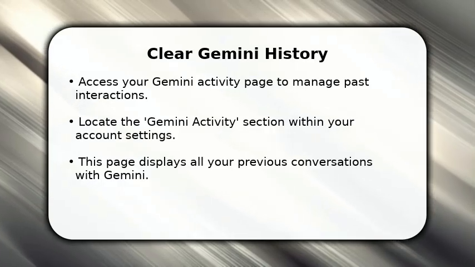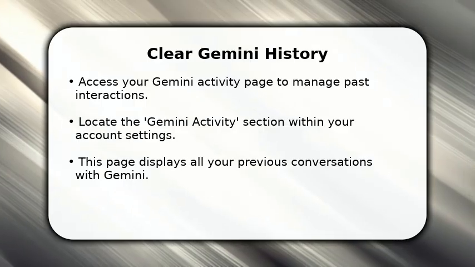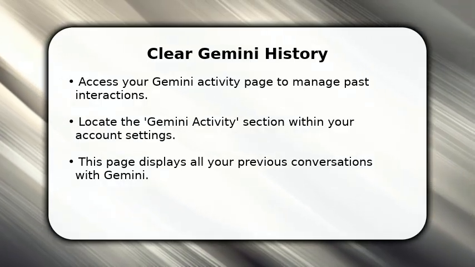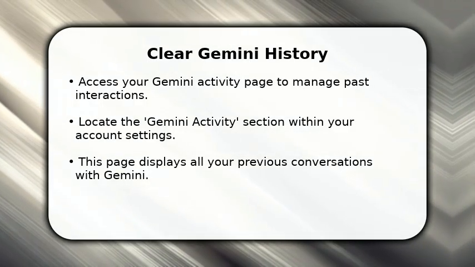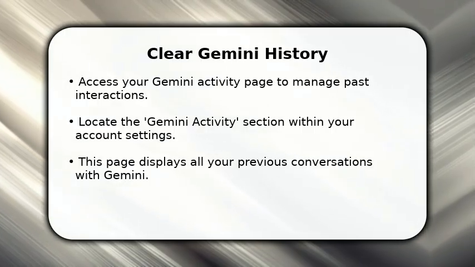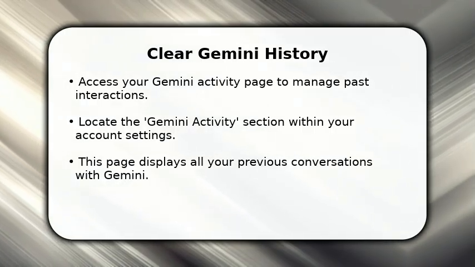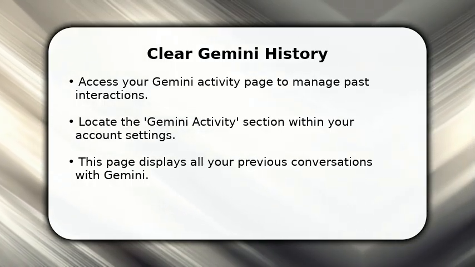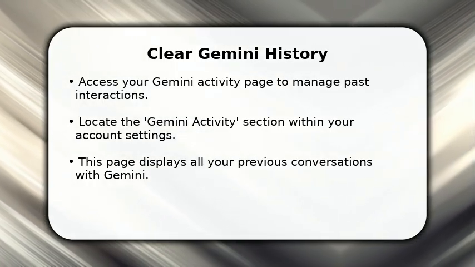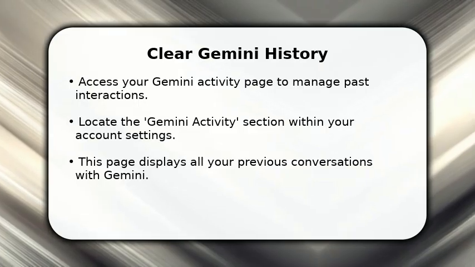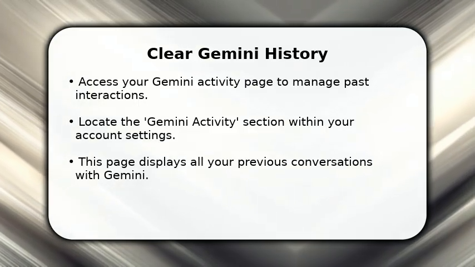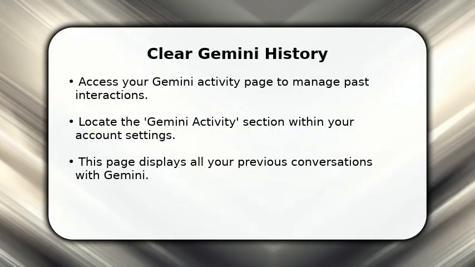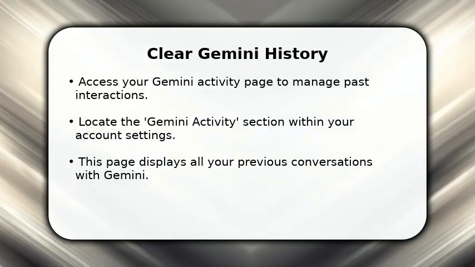In this video, I will explain how to clear Gemini history. First, open your web browser and navigate to the Gemini activity page. This central hub allows you to view and manage all your past interactions with Gemini. It's a straightforward process to find, typically located within your Google account settings under Data and Privacy. Once there, you'll see a comprehensive list of your conversations, ready for review or deletion.